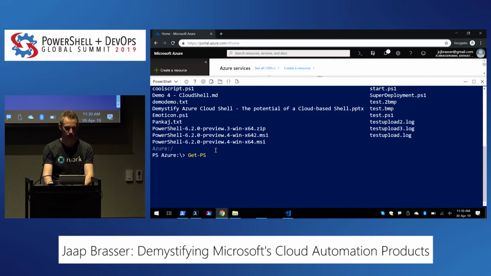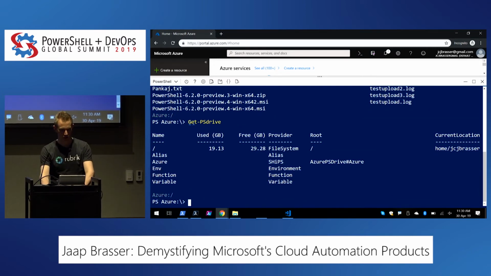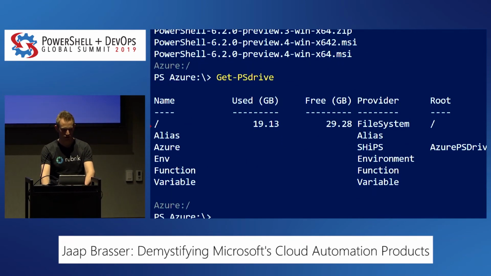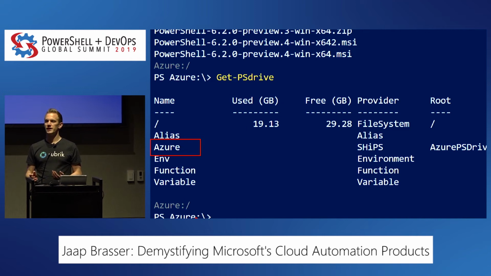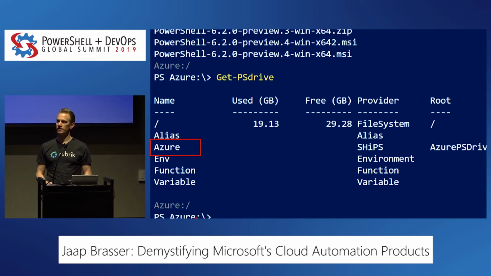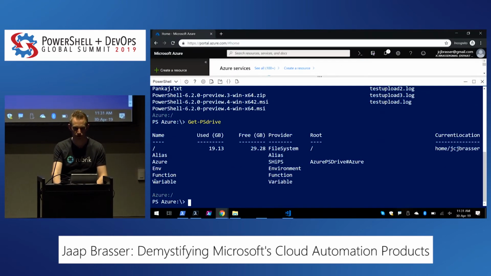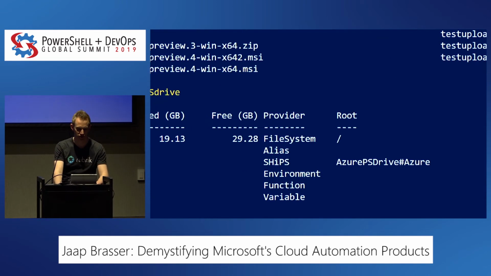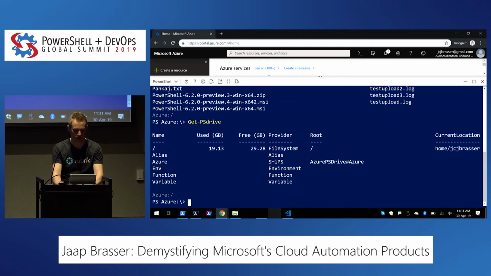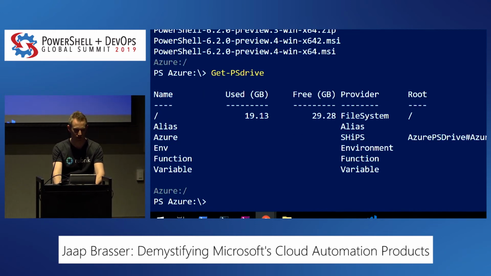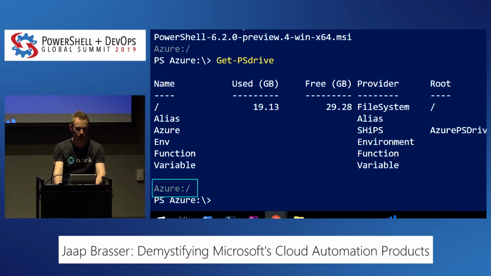You can see we have a number of drives available here. And the one that we are most interested in is the Azure drive, because the Azure drive actually allows us to navigate Azure as if it's a file system. And this is made possible by SHiPS. We can already see we have a double prompt here, which shows where we are in Azure, and this is just to indicate that we are in the Azure drive.